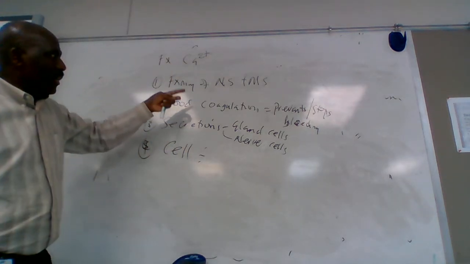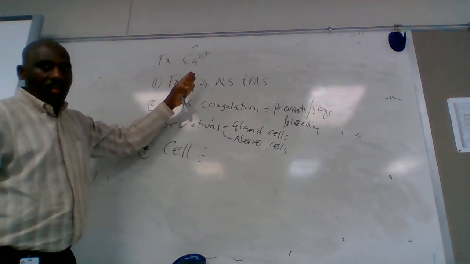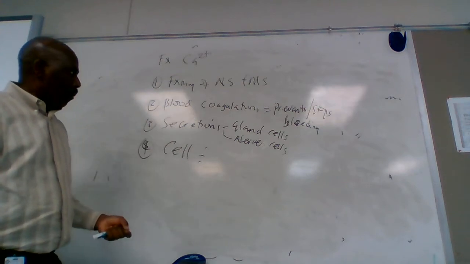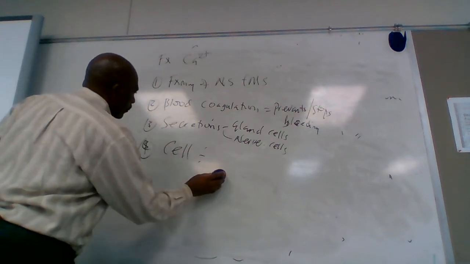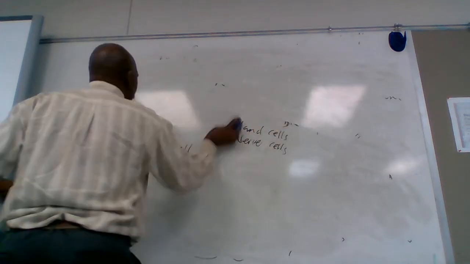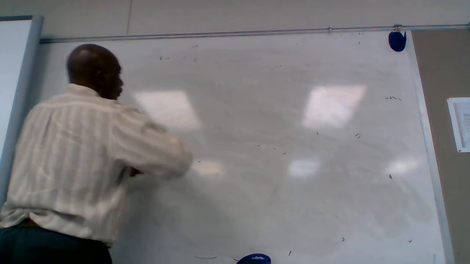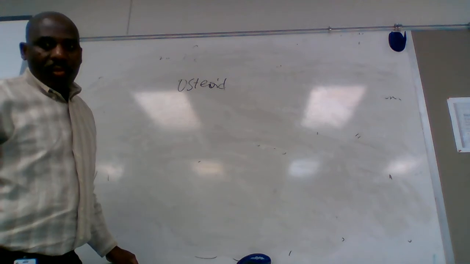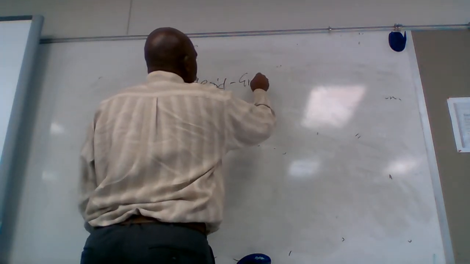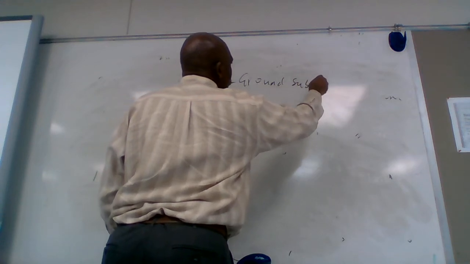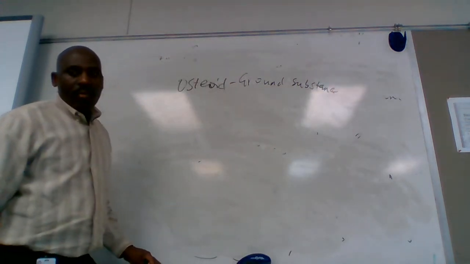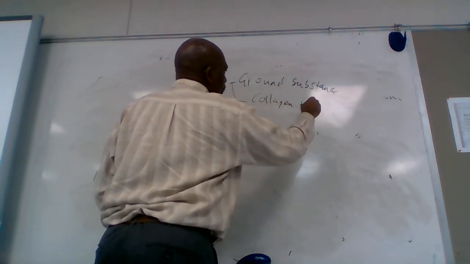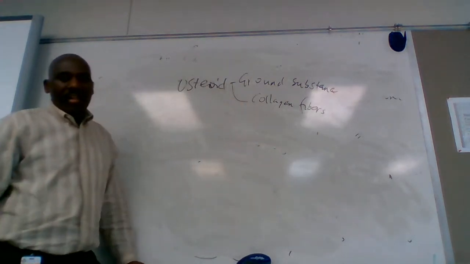Right, we are still under organic components of bone. We said we had cells and then we had the osteoid. So we are done with the cells now. We'll go ahead now and look at the osteoid. The osteoid is the ground substance and it contains the collagen fibers.